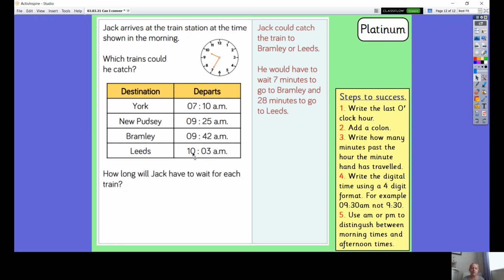And then his Leeds train he's going to have to wait 28 minutes for that one. Okay, so he's going to have to wait 25 minutes until 10 o'clock. So look, 5, 10, 15, 20, 25 minutes, it'll be 10 o'clock. And then 3 minutes after that, it'll be 3 minutes past 10, and 25 and 3 makes 28. So well done if you work that out, because we haven't done a lot of timetable work, so that's really good.